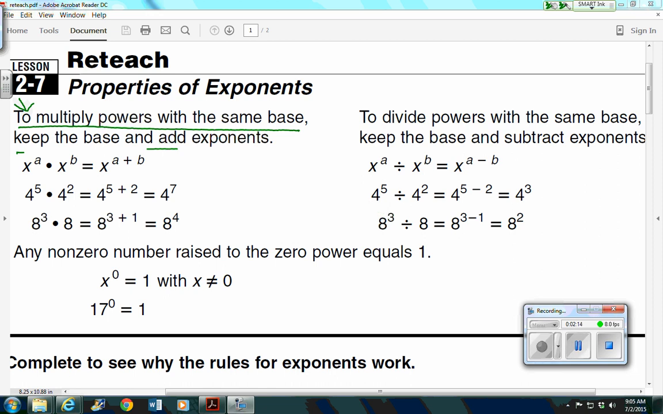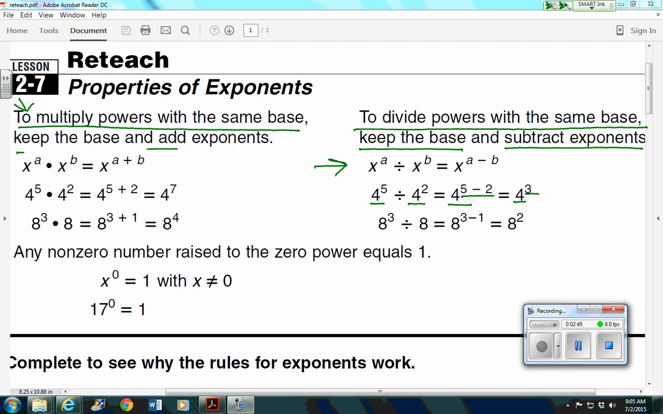Now there's a similar rule for division right here. To divide powers with the same base, keep the base and subtract the exponents. And here we have this little rule: x^a divided by x^b equals x^(a-b). And again, we'll plug in 4, 5, and 2. So 4^5 divided by 4^2 is 4^(5-2), or 4^3.